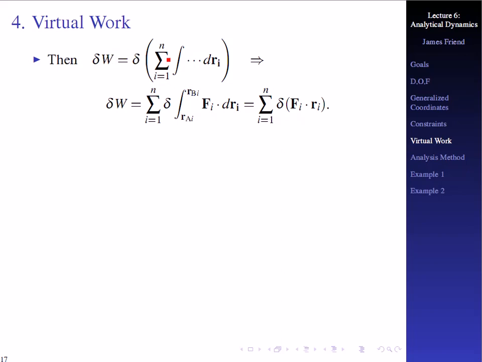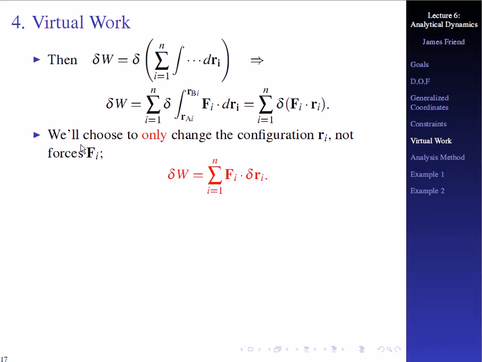It turns out that you can put this inside the summation sign. And delta W is equal to the summation from i equals 1 to N of delta of r sub A i to r sub B i, F sub i dot delta d r sub i. Turns out, in a process that is well beyond this course, that this is the summation from i equals 1 to N of delta of F sub i r sub i. So if we can use this delta operator on this term, then we found our virtual work.